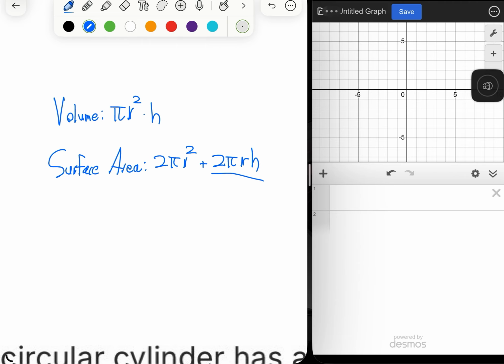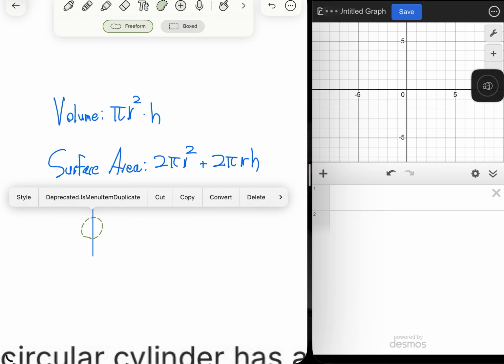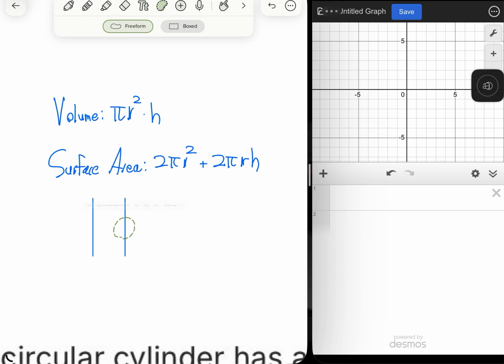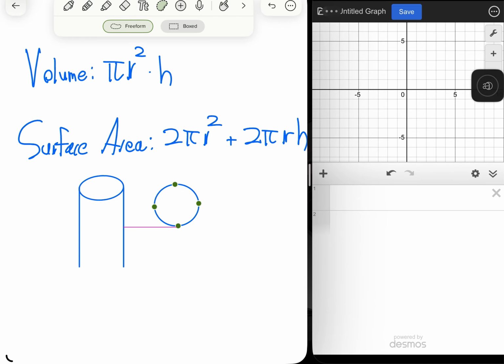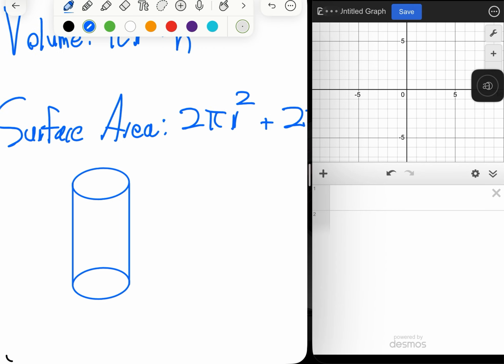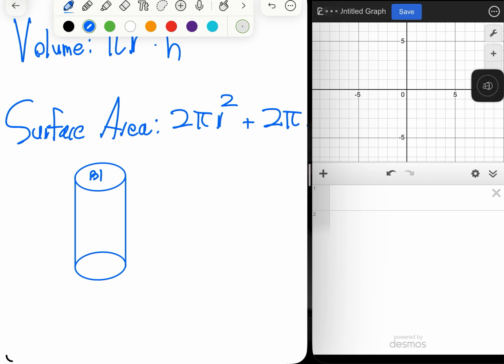You might be wondering, where is this coming from? Well, if you draw a cylinder for a second, and of course, you don't have to know where that comes from, but I think it's nice to know because it's easier to memorize if you know where it's derived from. So let's say you have a cylinder. Well, this is base 1, that's the circle. We know that the surface area here is pi r squared. We know that the surface area of this is pi r squared, so that's why you get 2 pi r squared.